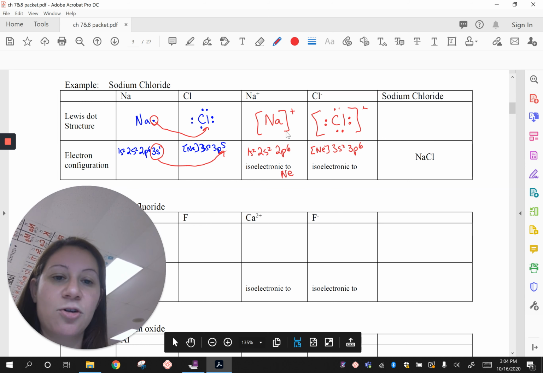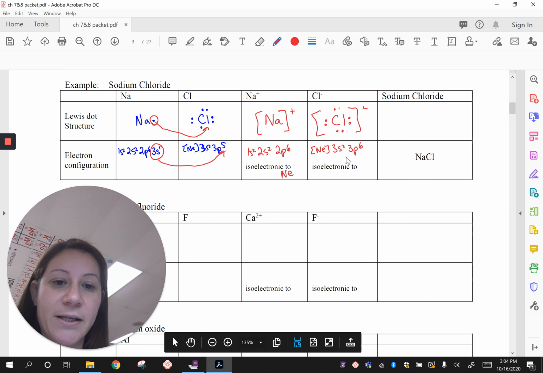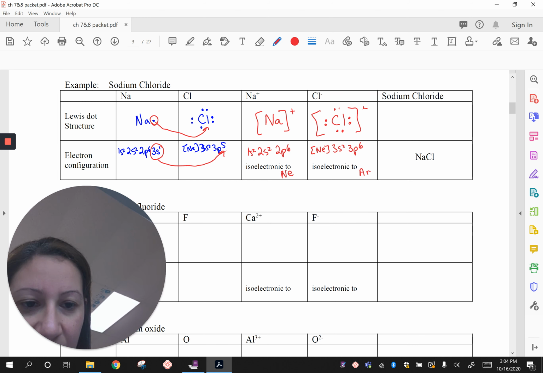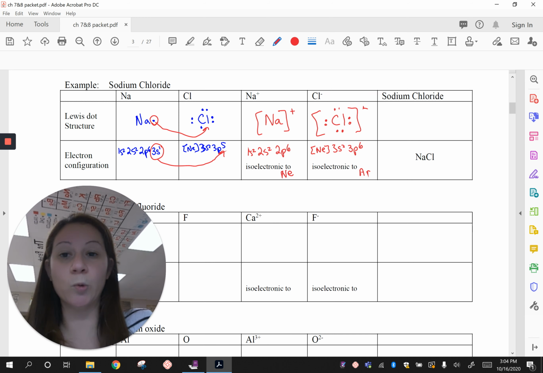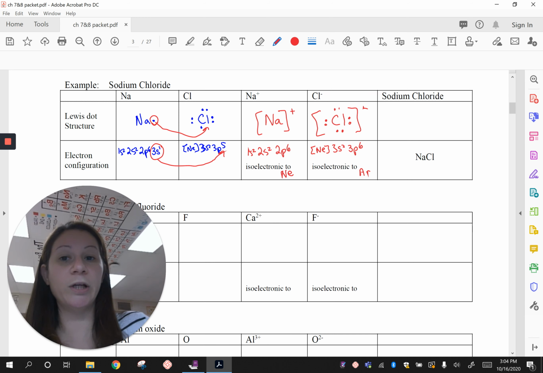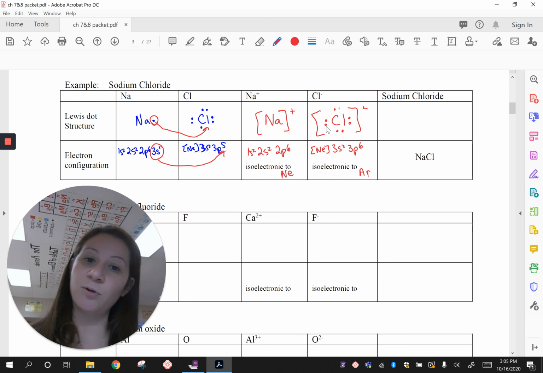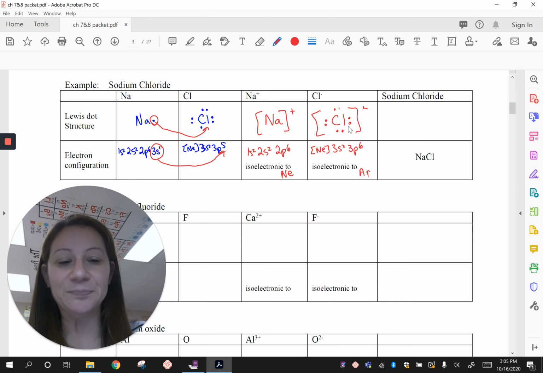Well, what is that isoelectronic to? This is the electron configuration of argon. So that makes the chloride stable. Neutral chlorine is not stable. Neutral sodium is not stable, but sodium ion and chloride ion are stable. That's why sodium is very dangerous, chlorine gas is very dangerous, but we eat sodium chloride and we're totally fine.